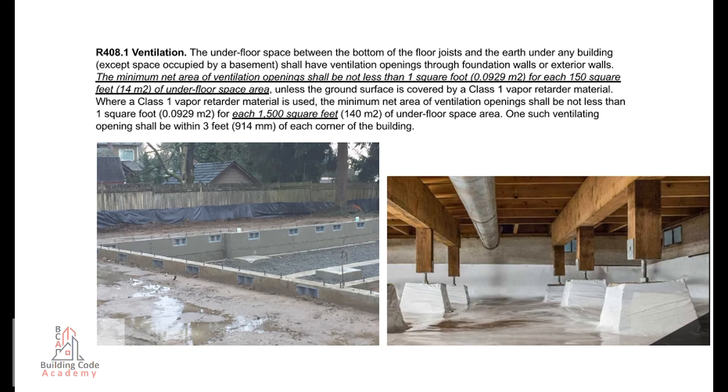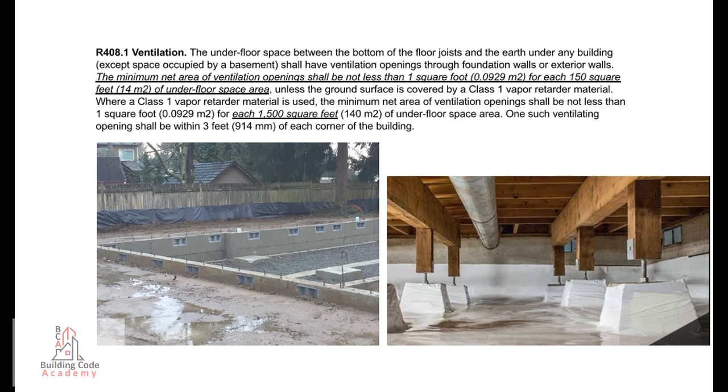R408.1 Ventilation. The underfloor space between the bottom of the floor joists and the earth, under any building except space occupied by a basement, shall have ventilation openings through foundation walls or exterior walls. The minimum net area of ventilation openings shall be not less than 1 square foot, 0.0929 square meters, for each 150 square feet, 14 square meters, of underfloor space area, unless the ground surface is covered by a Class 1 vapor retarder material.